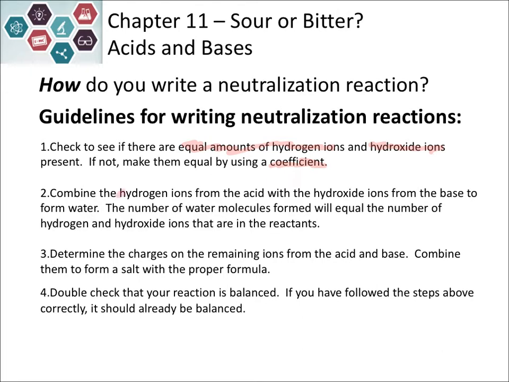Your hydrogen ions along with your hydroxide ions are going to combine to make water. The number of water molecules is going to be equal to the number of hydrogen ions and hydroxide ions you have. So if you have 2 hydrogens and 2 hydroxides, you would make 2 waters. Then you have to figure out the charges on the ions that are left over, and you combine those to make your salt with the correct formula. And then again, you want to make sure your reaction is balanced.